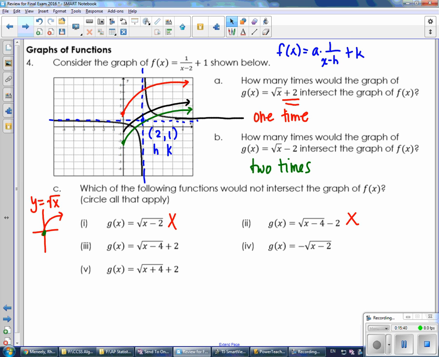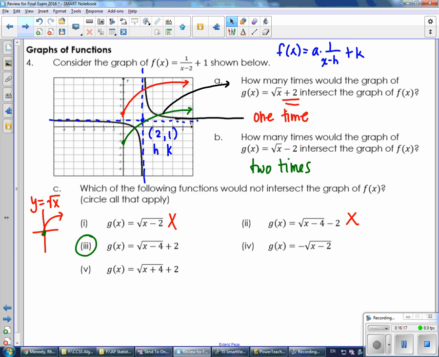So let's move my parent function back. Now we're looking at the square root of x minus 4, plus 2. So if I move it over 4 units and go up 2, look at that. Does my graph actually intersect with f of x? And the answer is no. f of x is going to continue to approach both of those asymptotes. It's never going to increase so that it could hit g of x. So number 3 doesn't cross f of x at all. So that's one of my solutions.